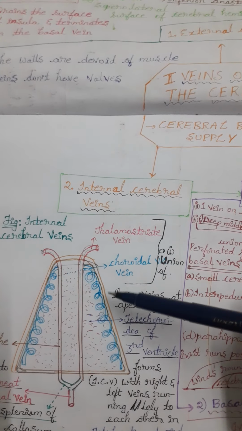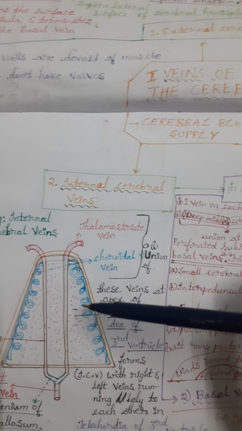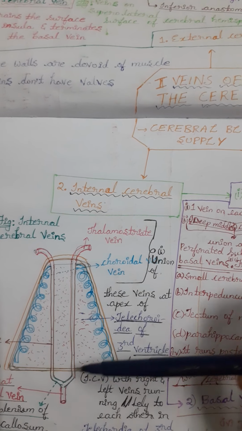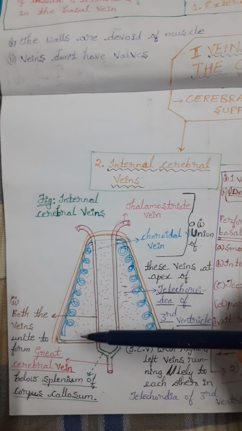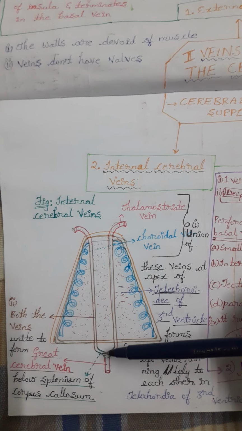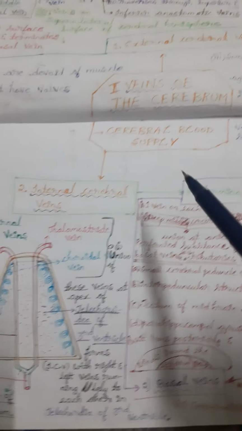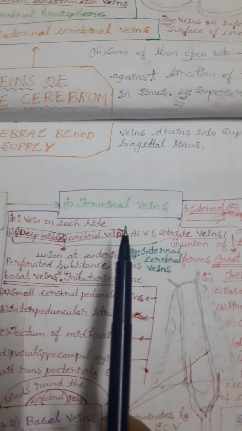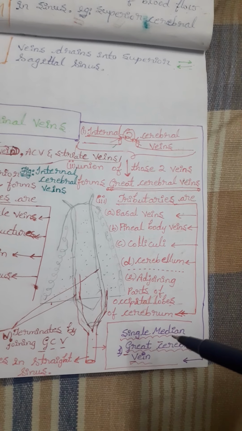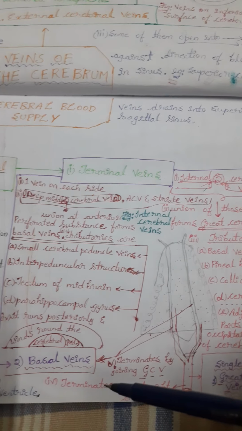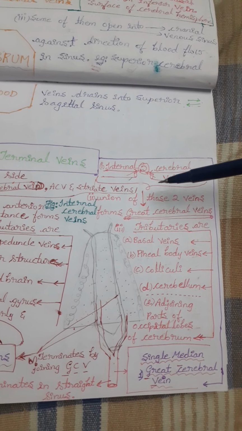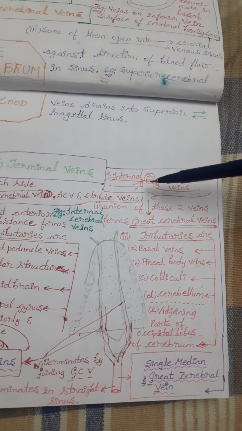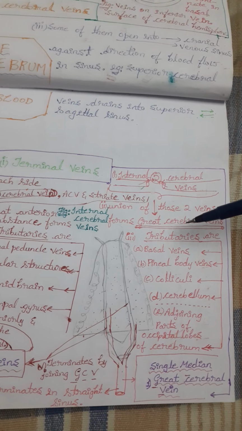So internal cerebral veins are thalamostriate vein and choroidal vein. Both are united at the apex of tela choroidea of third ventricle, situated parallel to each other, and these unite to form great cerebral vein below the splenium of corpus callosum. Internal cerebral veins have terminal veins that are divided into single median great cerebral vein and basal veins. Single median great cerebral vein is formed when the two internal cerebral veins unite to form the great cerebral vein.